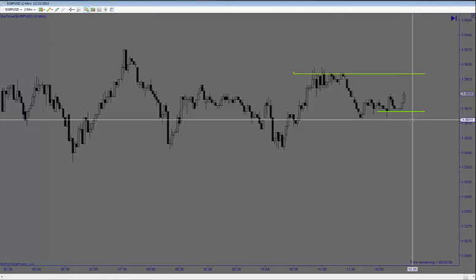Okay, now I'll ask you another question. Next candle, compare these two candles together. What kind of candle are we going to get next?